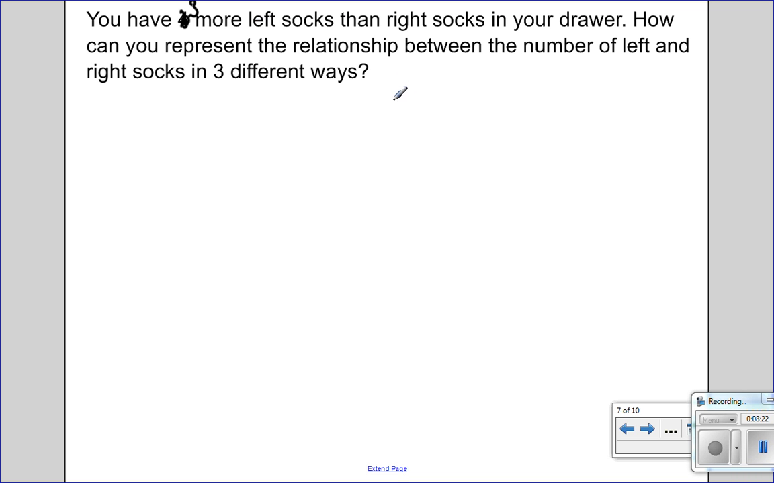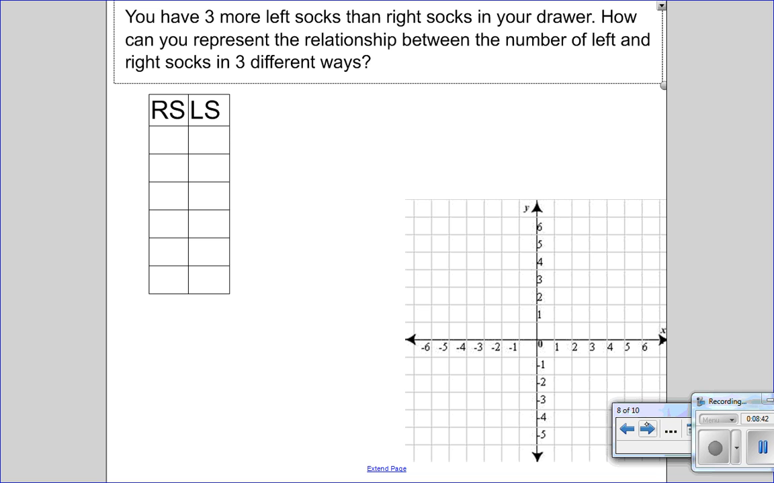So I want you to use a table, an equation, and a graph. Okay, so there are 3 more left socks than right socks in your drawers. How can you represent the relationship between the number of left and right socks in 3 different ways?